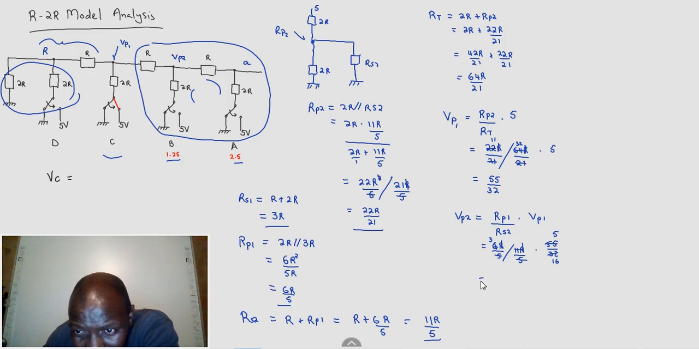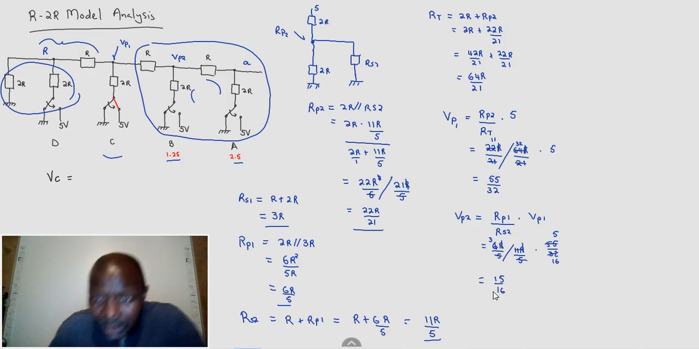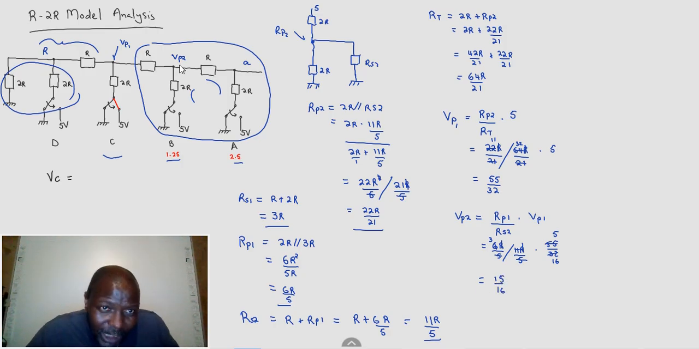V parallel 2 is 15 over 16. Okay, now V parallel 2 is at that point there. That's not the voltage we want. We want the voltage at A. So we must now share V parallel 2. V parallel 2 is across this, so 15 over 16 volts is across this. But 15 over 16 volts is also across those two. So these two can share it as a voltage divider. They can share that V parallel 2 to give us VA.